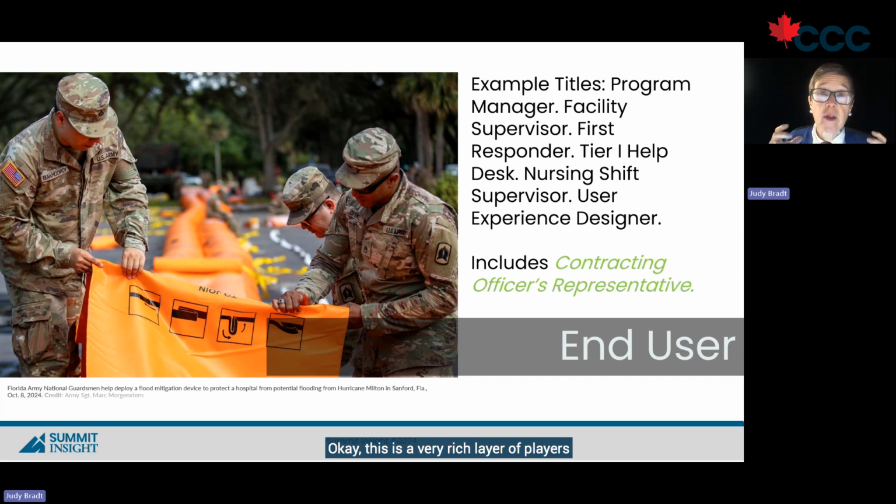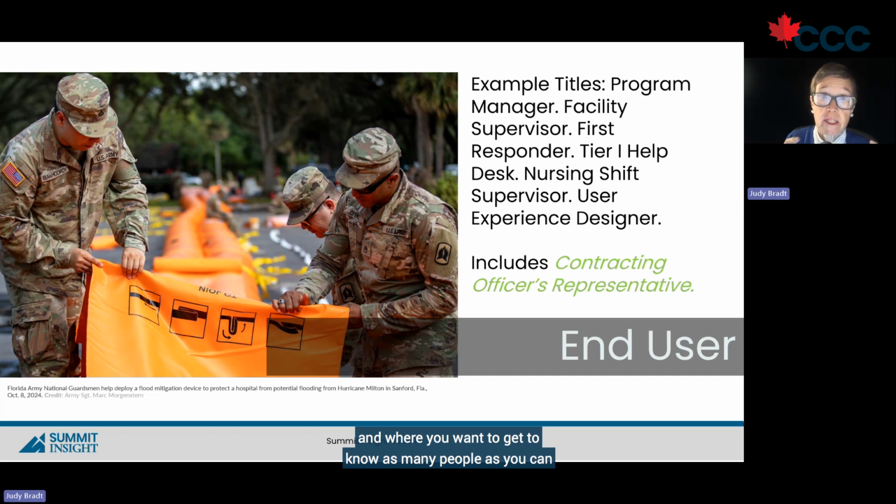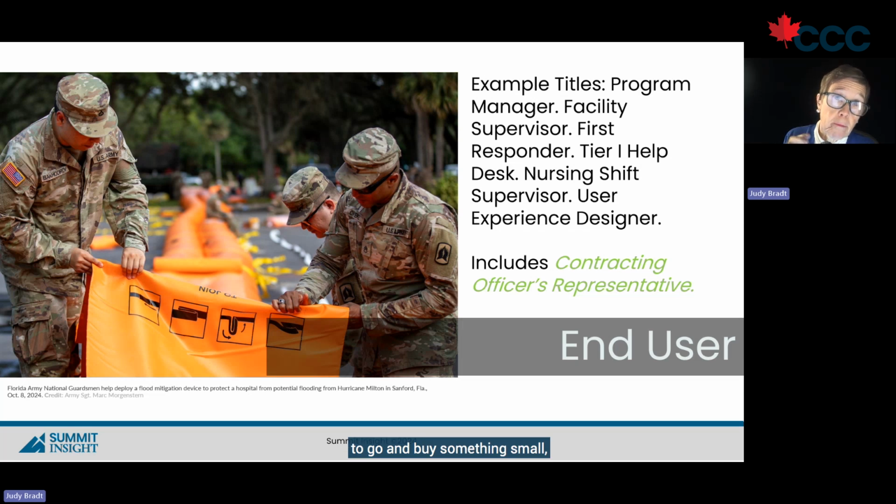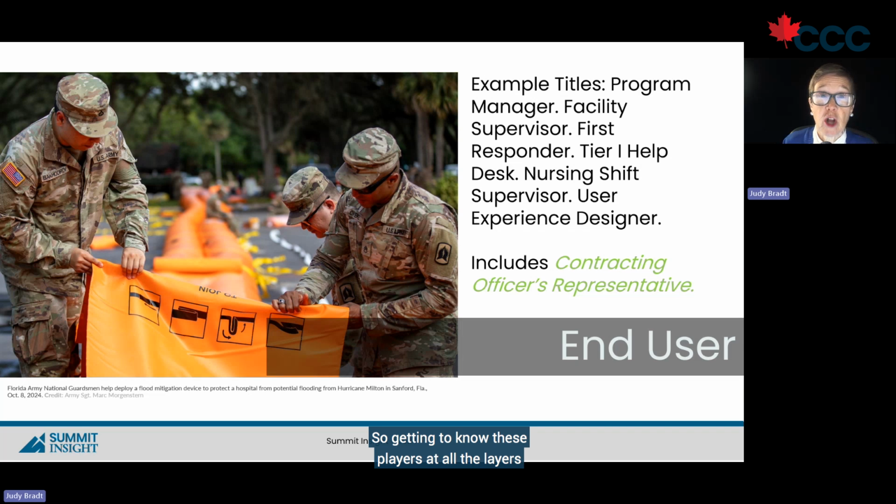Okay. This is a very rich layer of players, and you want to get to know as many people as you can long before a requirement hits the street. Those are the folks that may have authority for lower level purchases and can find it easy to go and buy something small, product or service, from you without a big, huge proposal. So you want to get to know as many of these folks as you can in the specific offices you've chosen, because remember, we talked about focus in one of our earlier webinars. Getting to know these players at all the layers is only feasible when you focus narrowly and you plan to go in, get to know them, and keep getting to know them.